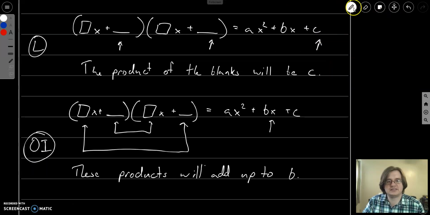We'll skip ahead to the last terms. When we multiply the 2 last terms in both of our binomials, we'll get whatever c is. So the product of whatever goes in these blanks will be c.